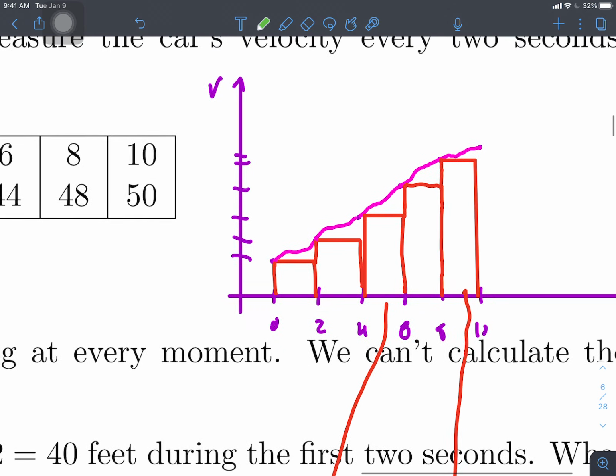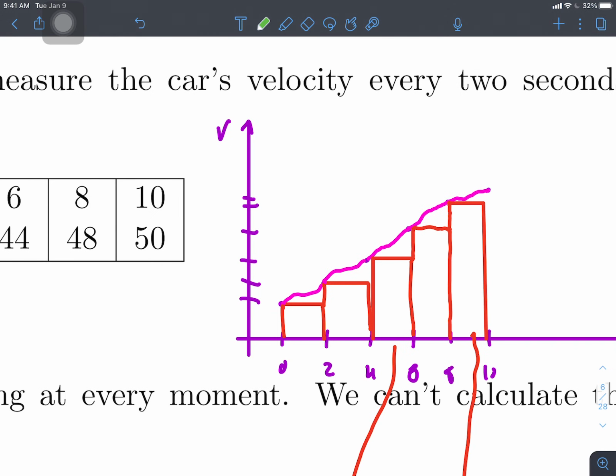That infuriates me. The greatest distance is going to be, like Eli said, the height on the right side of each subinterval. So I'm going to take rectangles which would look like this instead.